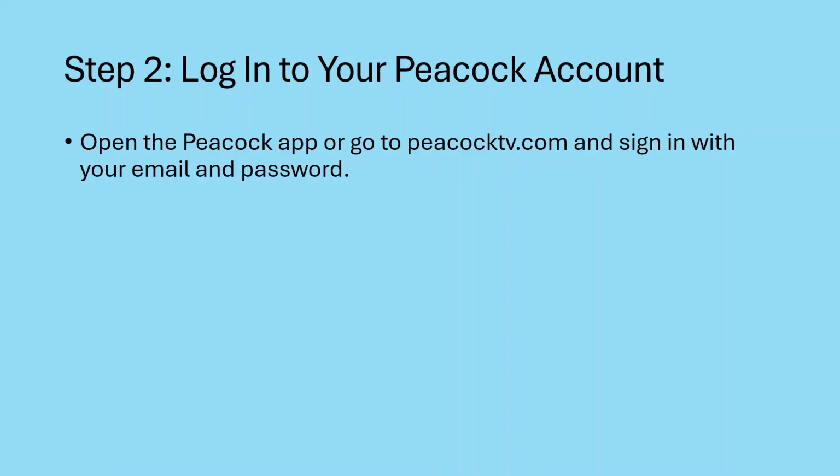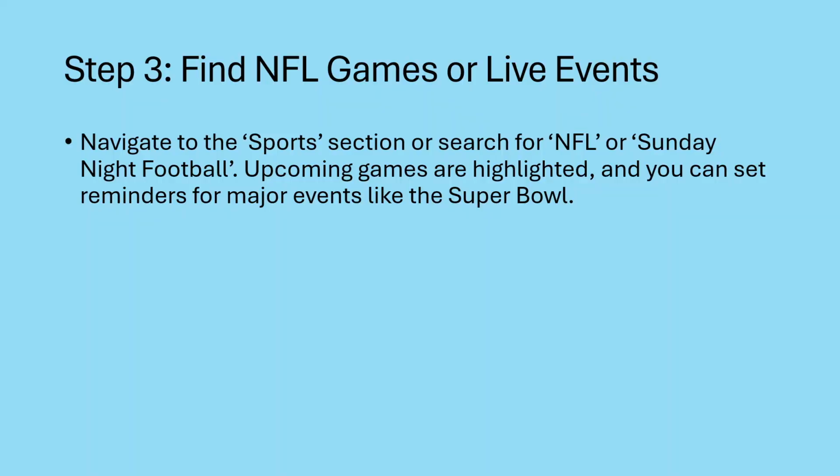Step 2. Log into your Peacock account. Open the Peacock app or go to peacocktv.com and sign in with your email and password. Step 3. Find NFL games or live events. Navigate to the sports section or search for NFL or Sunday Night Football. Upcoming games are highlighted and you can set reminders for major events like the Super Bowl.